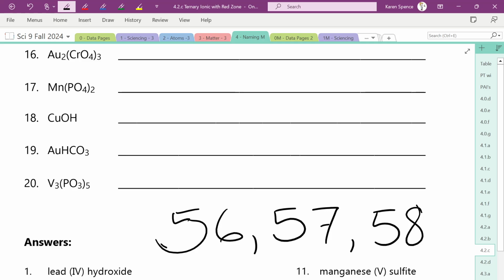So ammonium is an ion. So this compound is ionic, so there's no prefixes. Okay? There you go.